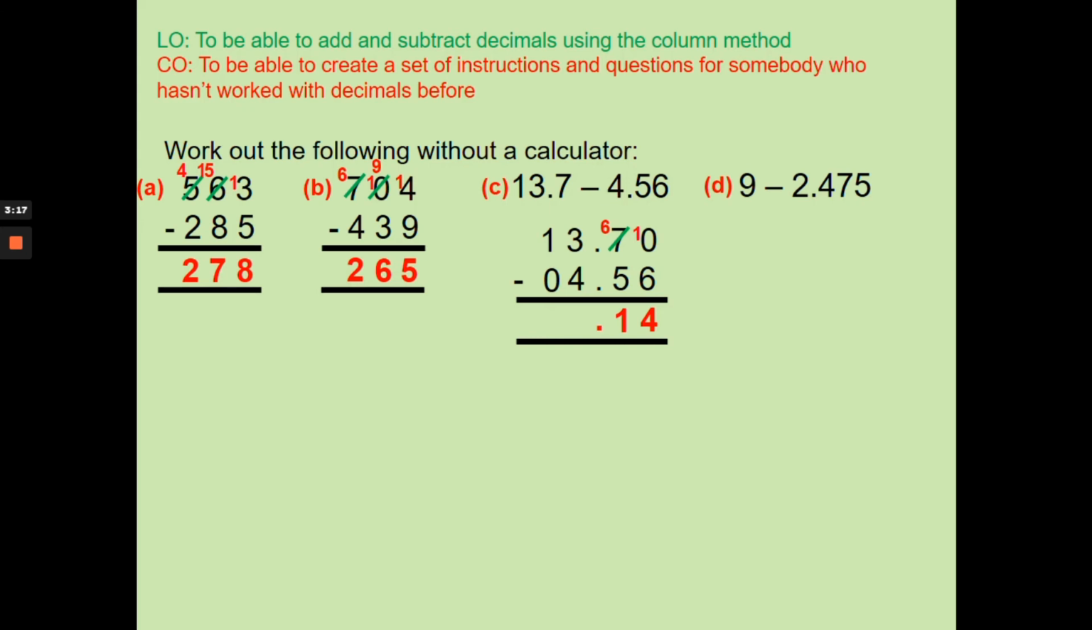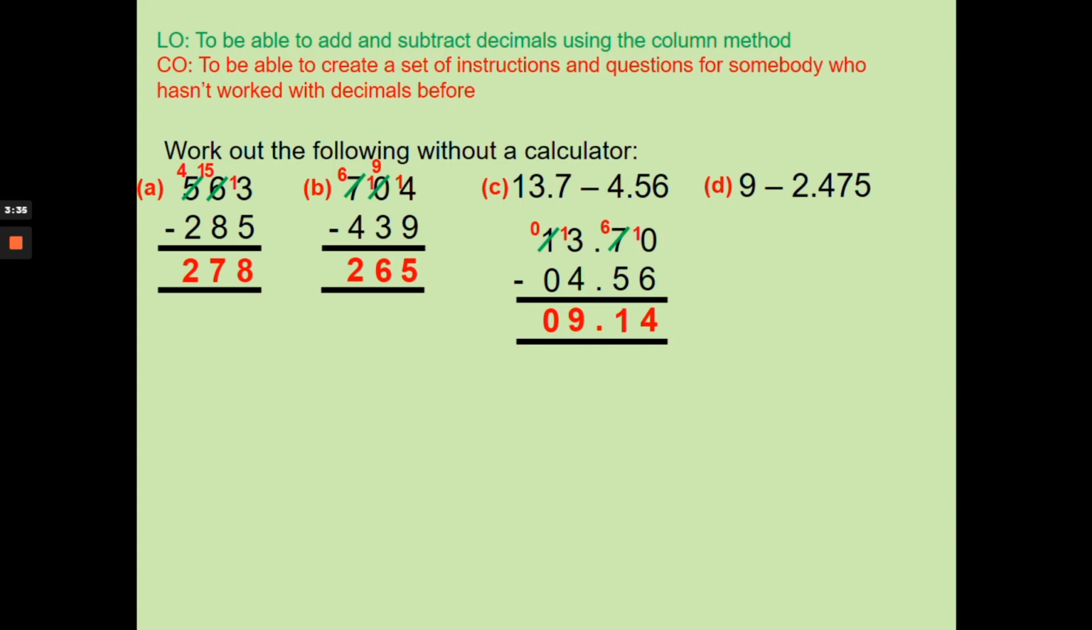4 take away 3 we can't do, so we need to borrow from the next column. 13 take away 4 equals 9. 0 take away 0 still becomes a 0. So that becomes 9.14. Can you write down the next question, please?